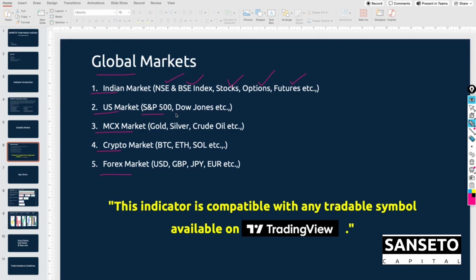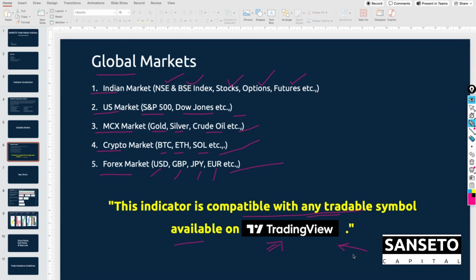In the US market, S&P 500, Dow Jones, etc. In MCX, people who are trading gold, silver, and crude oil can also use this. People who are trading cryptocurrencies like Bitcoin, Ethereum, Solana, and others can use it. In the forex market, you can use it on any pair: USD pairs, GBP pairs, JPY pairs, Euro pairs, and any other pairs. Literally, this indicator is compatible with any tradable symbol available on TradingView. This indicator is built on TradingView with the help of Pine script.